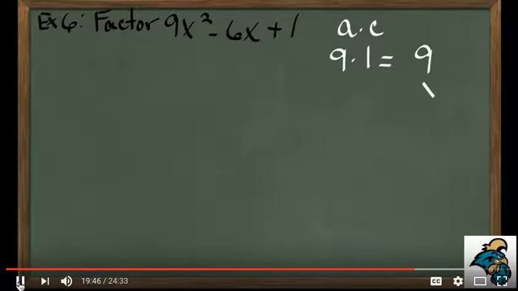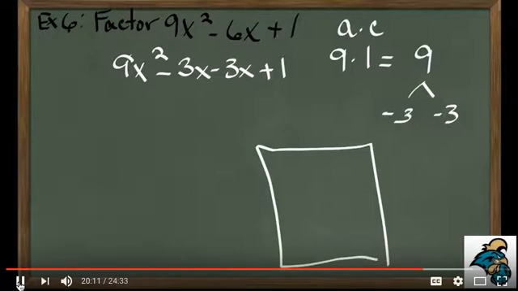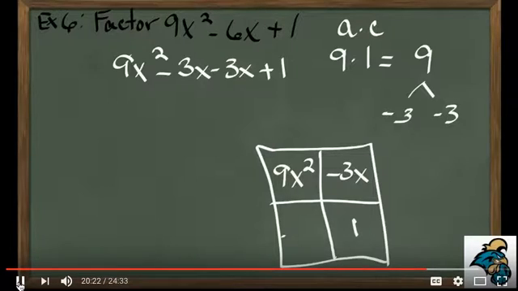I need factors of 9 that add up to a negative 6. That's going to give me negative 3 and negative 3. So I rewrite this as 9x squared minus 3x minus another 3x plus 1. Now I can go down and make my grid. I have 9x squared and my 1 here, and I have negative 3x and negative 3x.